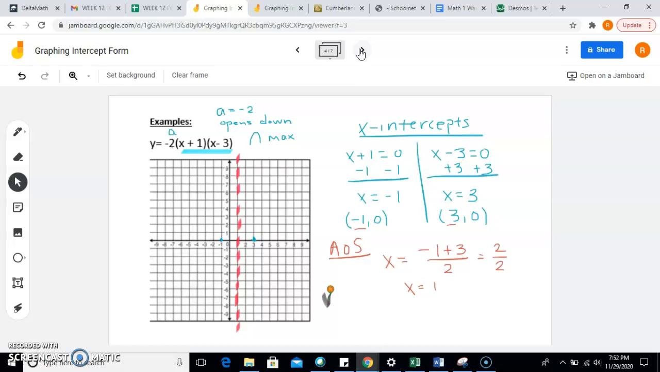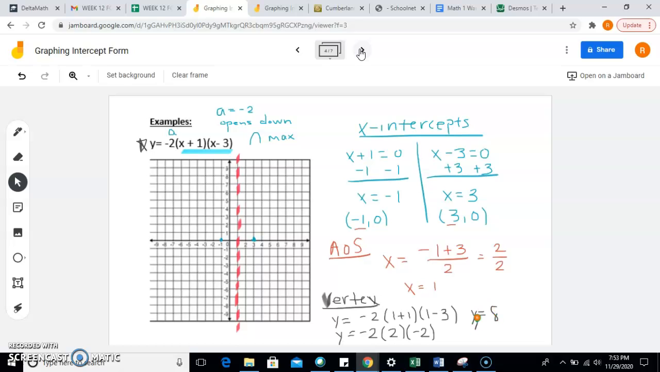To find the vertex, all we do is plug our x value into our original equation. So y equals -2(1 + 1)(1 - 3). So I'm just doing order of operations. I'm adding inside of my parentheses. And so -2 times 2 is -4. -4 times -2 would give me +8.